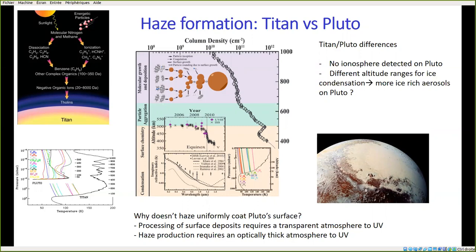And another major difference is that on Titan, the haze precursors are formed at very high altitudes, while the pure ices condense only in the lower atmosphere. On Pluto, because of the colder atmosphere, the hydrocarbons and nitriles can condense at high altitudes much closer to the haze formation region. And therefore, a large component of the haze may be produced by direct condensation.